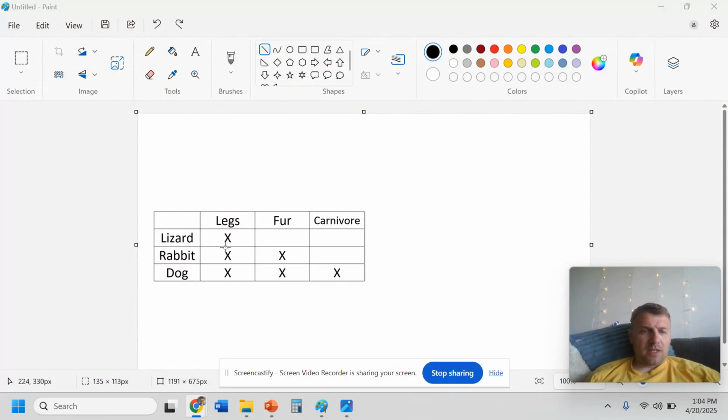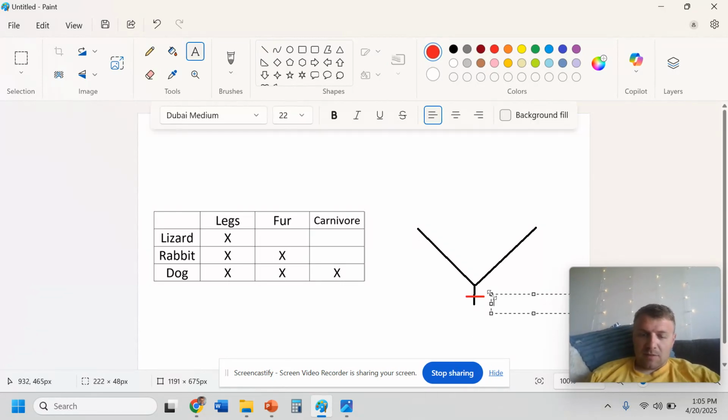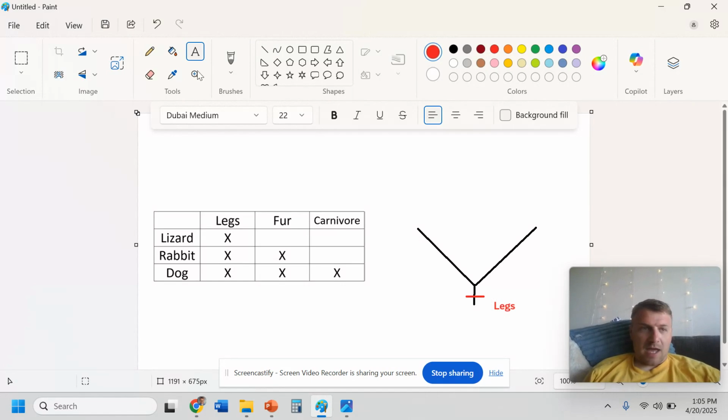So you can see what the X means is that that species has that adaptation. So the first adaptation that we're going to draw here, I'm going to draw my line. The first adaptation that we're going to draw here are the legs. Now we're not actually going to draw the legs. What we're going to do is we're going to draw this adaptation being right here. Okay, so I'm going to label all my adaptations in red, and I'm going to label this one legs, because all of these organisms have legs.